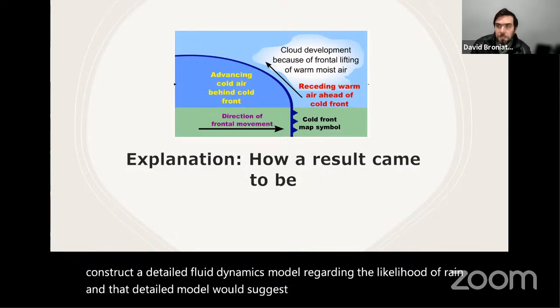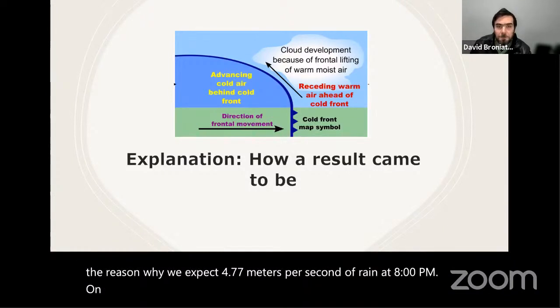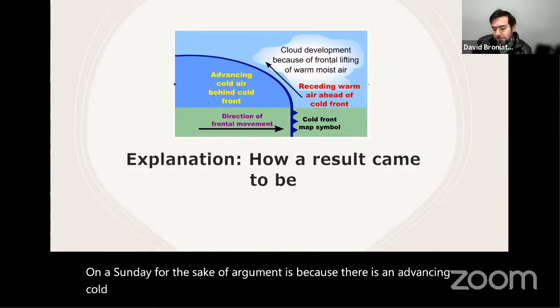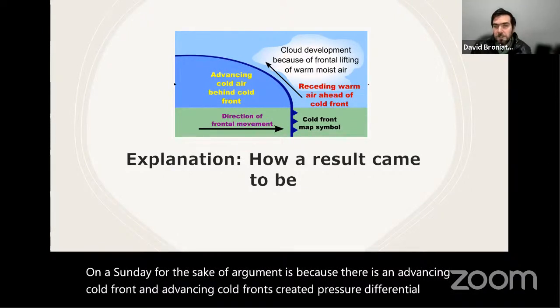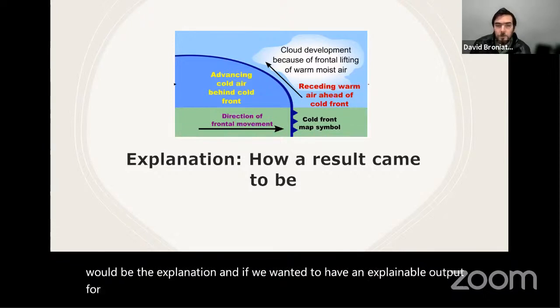It would say, well, the reason why we expect 4.77 meters per second of rain at 8 p.m. on a Sunday, for the sake of argument, is because there is an advancing cold front, and advancing cold fronts create a pressure differential, etc. That would be the explanation. And if we wanted to have an explainable output for our algorithm, we would want the output to give us something kind of like that.